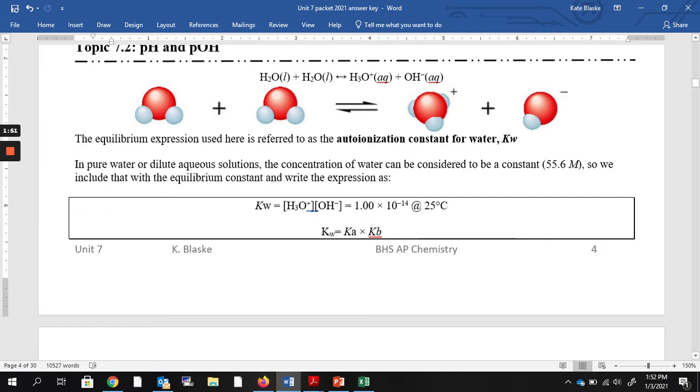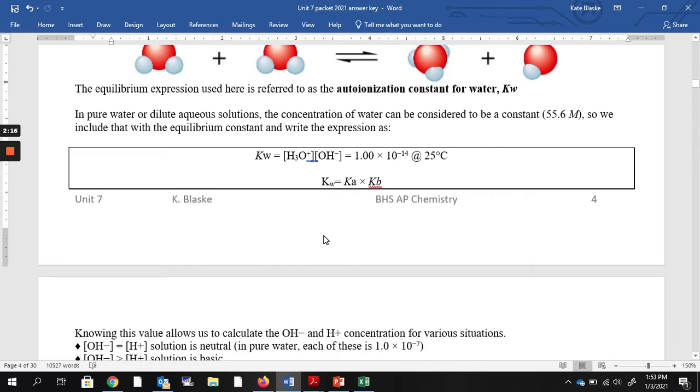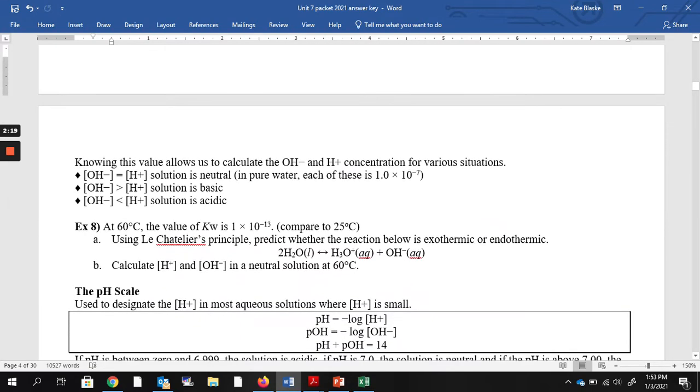And so what that tells us is that we have a constant value for the product, the multiplying product, of the H plus concentration and the OH minus concentration in any solution. So however much acid we have going on, multiplied by however much base we have going on, is always going to equal that 1 times 10 to the negative 14th. So knowing that allows us to calculate the hydroxide ion concentration or the H plus concentration for any substance.